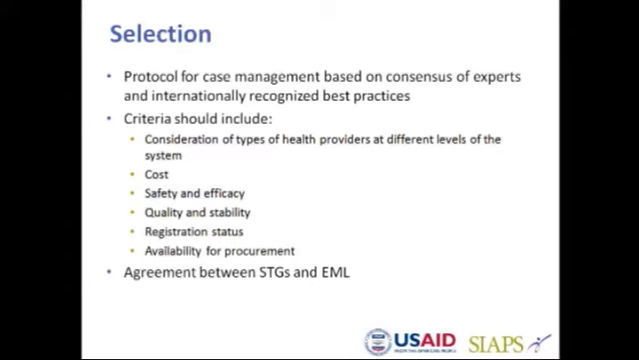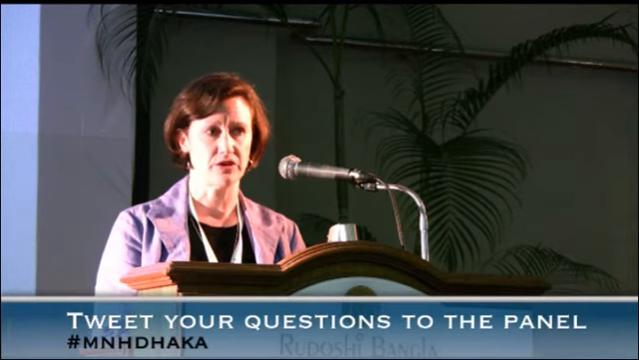So if we have that, then our selection process is a little bit easier. We need to take into account the types of health providers at different levels of the system that will be managing these medicines and supplies. Obviously, cost is an important factor. Safety and efficacy, quality and stability as well, what we know about these products, the registration status in the country of these products, their availability for procurement in the country, and then we need to see agreement between the standard treatment guidelines and the essential medicines list. So as the country or the program is deciding what medicines they're going to use for the program, these things need to be taken into consideration.